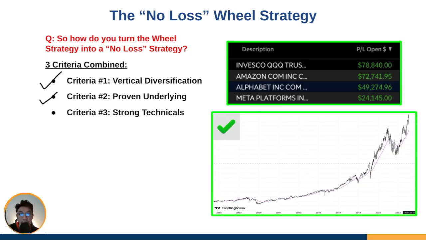Proven underlying, again, very important, because if the company is not profitable, well, sooner or later that stock is going to go nowhere, or maybe even go bankrupt. And finally, criteria number 3, strong technicals, because there are certain stocks that have a proven underlying, but the technicals may not be strong because of maybe certain country sentiment. For example, if you were to go for stocks like Baba, it does have pretty good fundamentals.